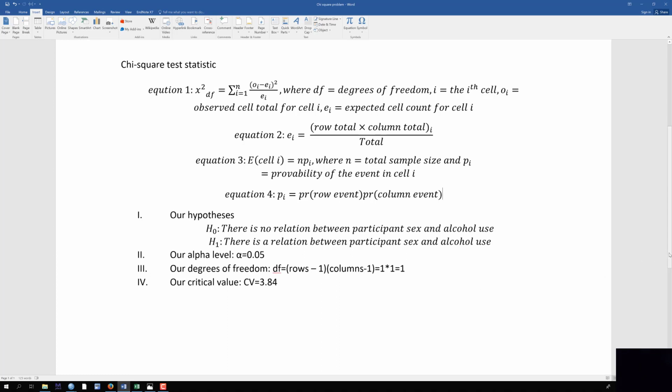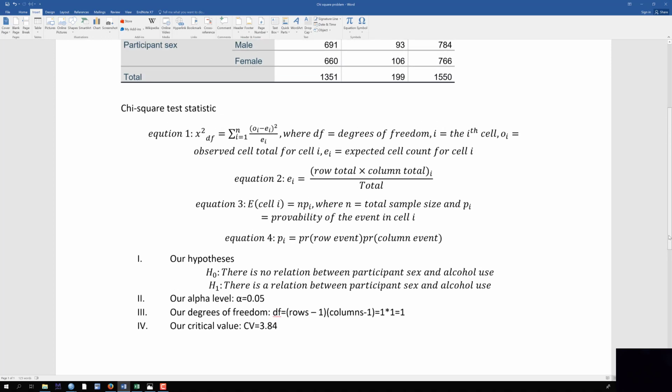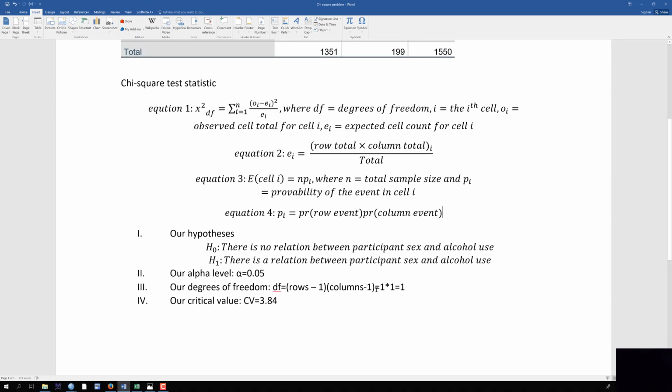Again, this is not a lecture on degrees of freedom, but we'll just go ahead and calculate that as 1 times 1, because there's 2 rows and 2 columns, so 2 minus 1 is 1, times 2 columns minus 1 is 1, so it's just 1 degree of freedom. And if we go to a standard critical value table, for a chi-square table, we'll get the critical value.